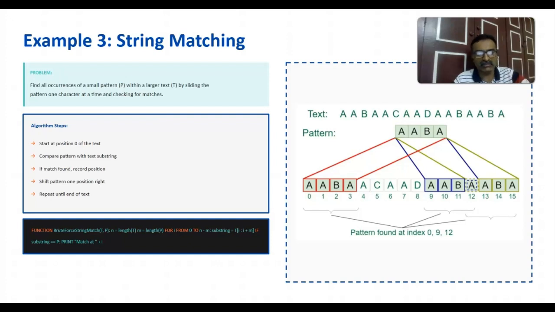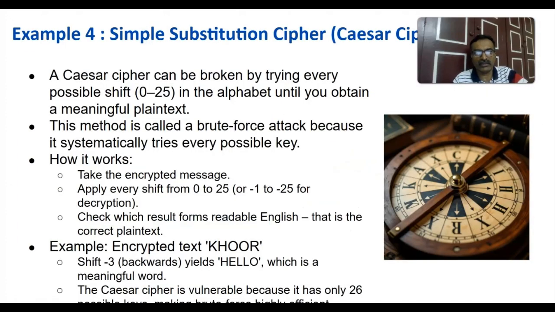Starting from position 0 of the text, compare the pattern with the text substring. If a match is found, record the position, then shift the pattern by 1 position to the right, and then repeat until the end of the text. So you are going to do this continuously. We will keep repeating it again and again. So this is what is called string matching.